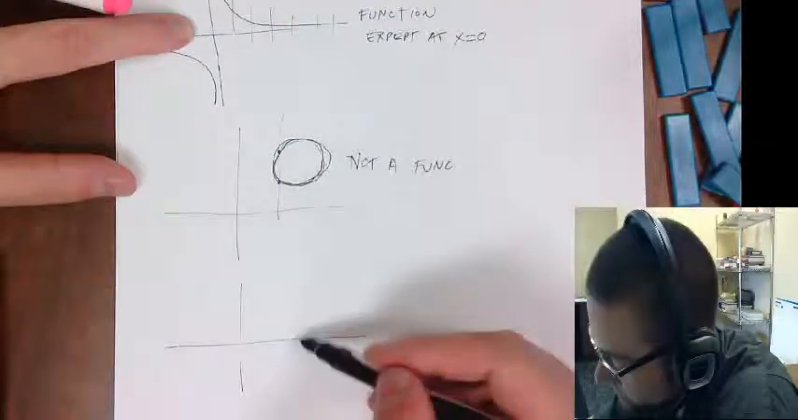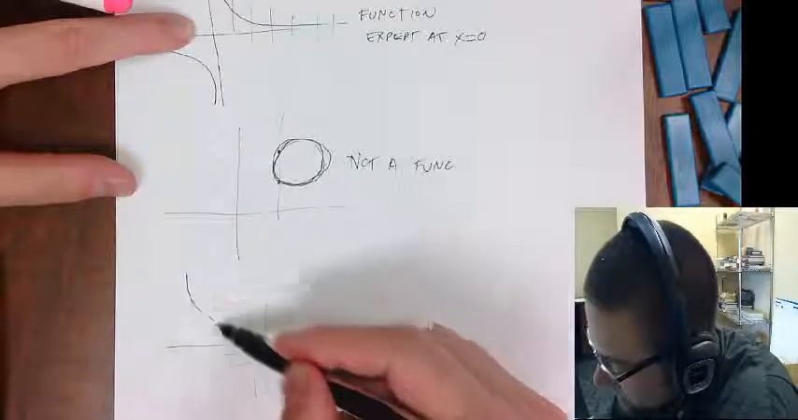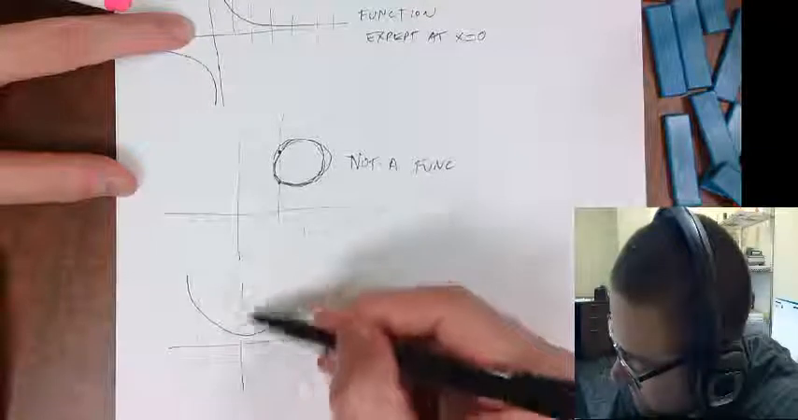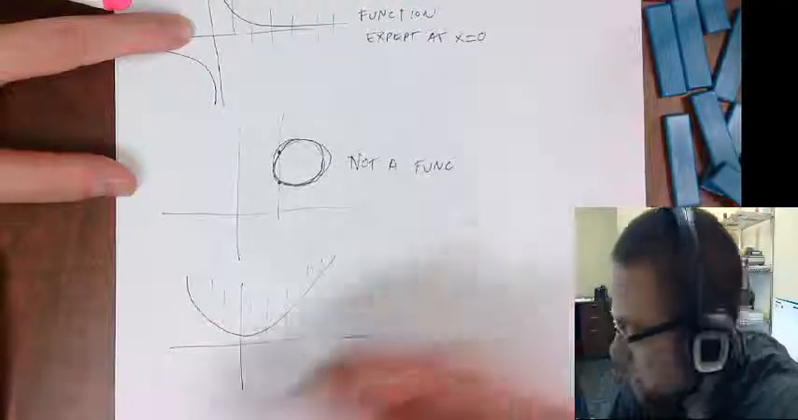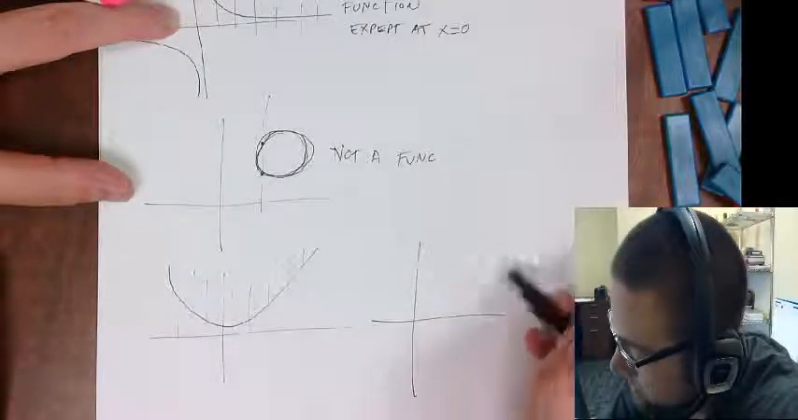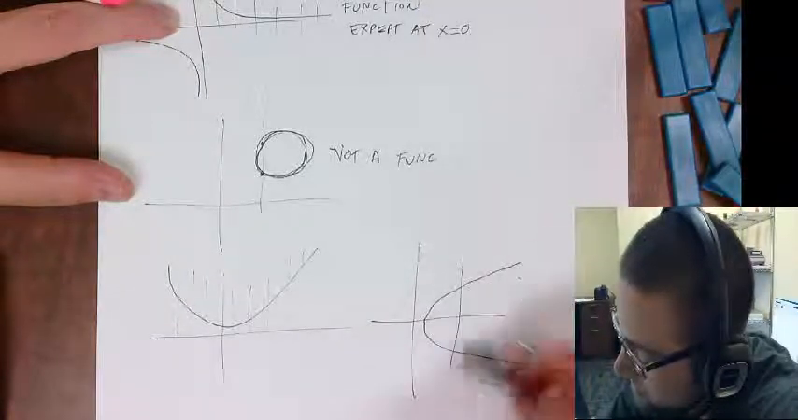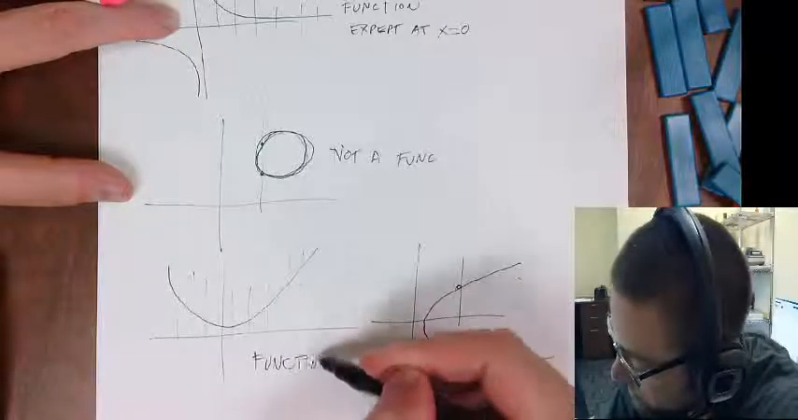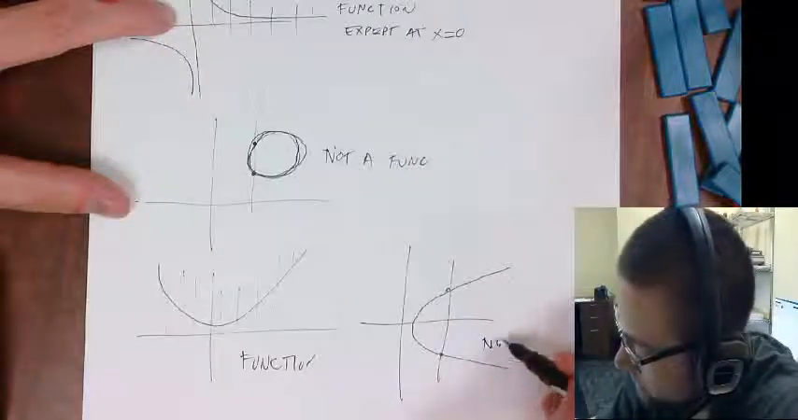Other examples, if you have a parabola, right, something that kind of looks like that. This is a function because everywhere it's just a single point. But if you had a parabola going the other way, like this, see, this is not a function. So function, not a function.